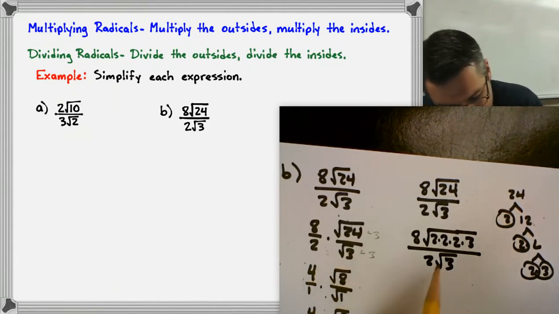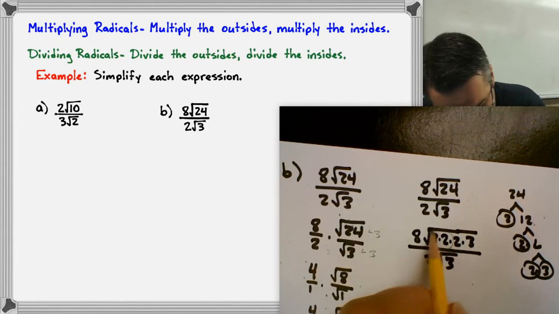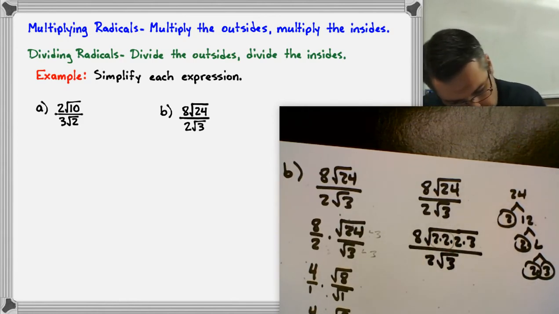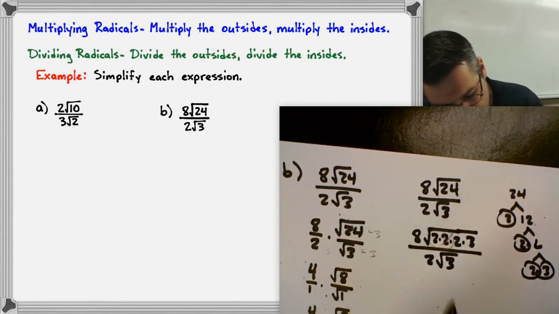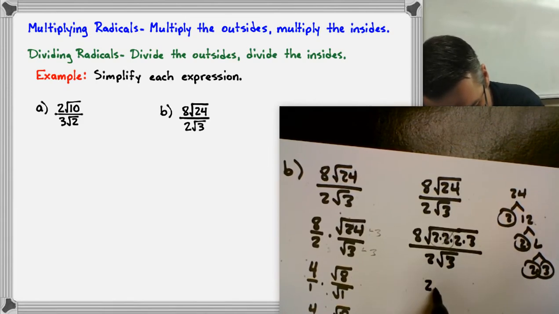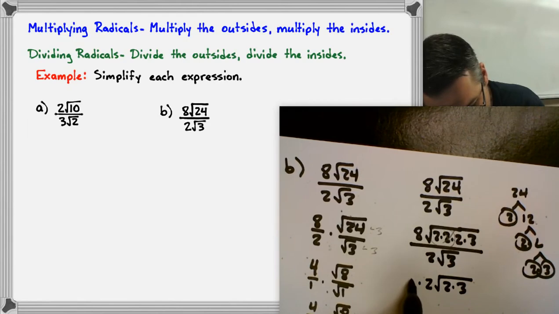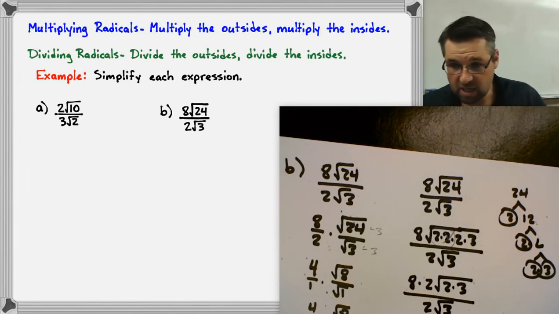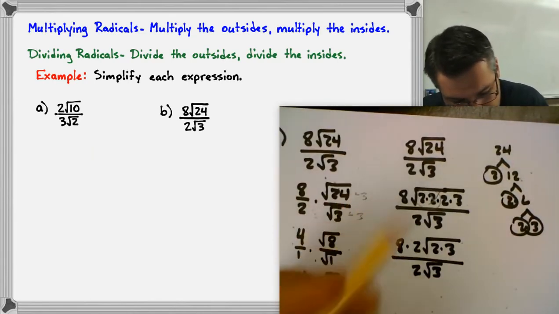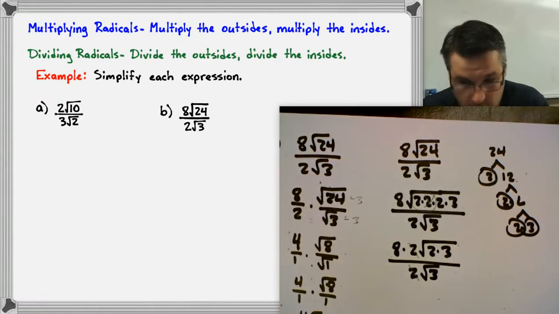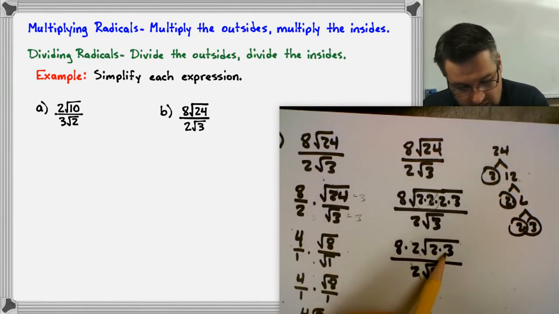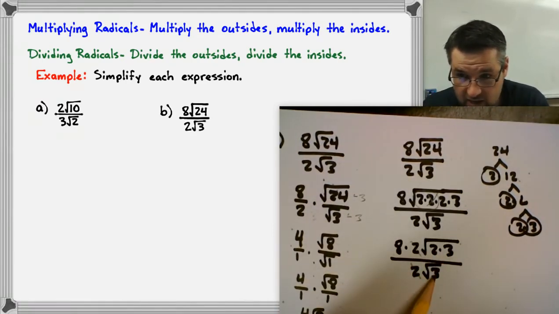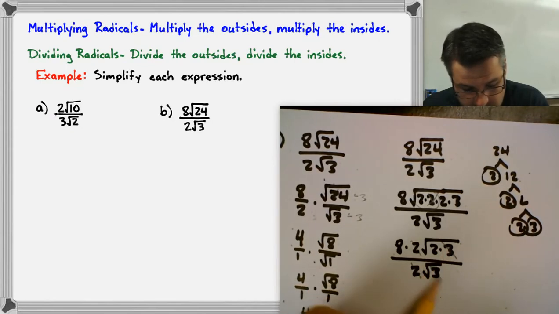And so from here, we see that we have a pair of 2's that can go out. So outside on the top, we end up with 2 square root of 2 times 3. And then we still have that 8 out front, all over 2 radical 3. Now from here, we can see that the 2 on top and the 2 on the bottom are going to reduce. And because the 3 is inside the radical and the other 3 is inside the radical, those reduce.